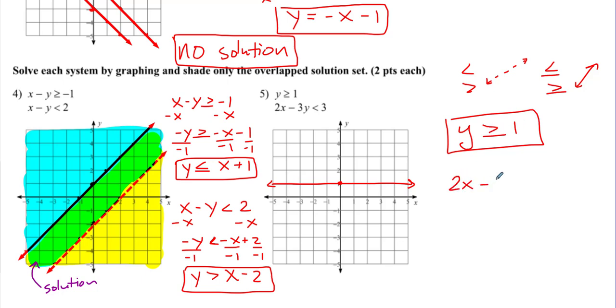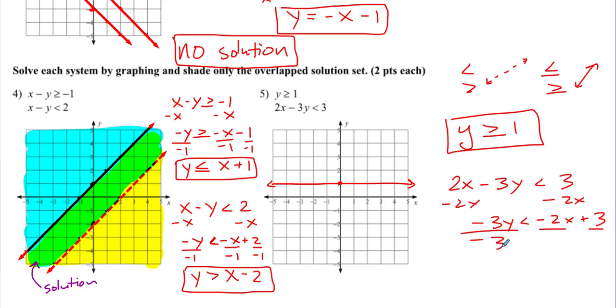The other one, 2x minus 3y less than 3. Let's subtract that 2x. We get negative 3y less than negative 2x plus 3. I'm going to divide everything by negative 3. So remember, I'm dividing by a negative, I got to flip that sign. Negative 2 over negative 3 is a positive 2 over a positive 3. That x goes out front. Positive 3 divided by negative 3, negative 1. So I am starting at negative 1. What is my slope? Up 2 and to the right 3. Down 2 and back 3. So it looks like I am connecting right there.